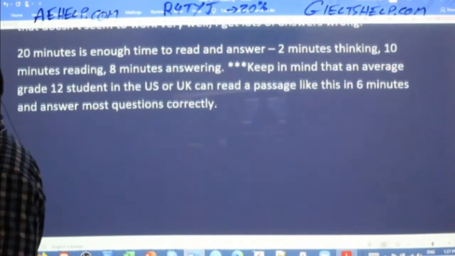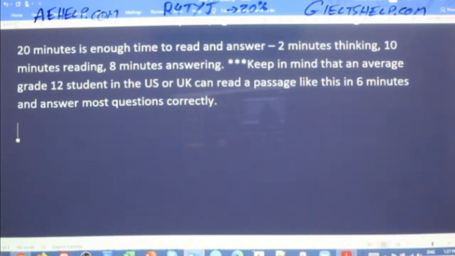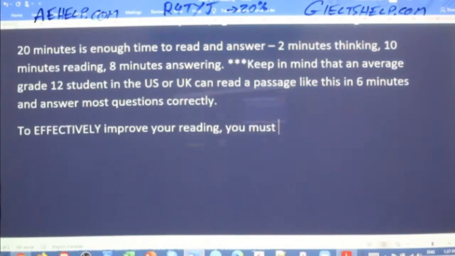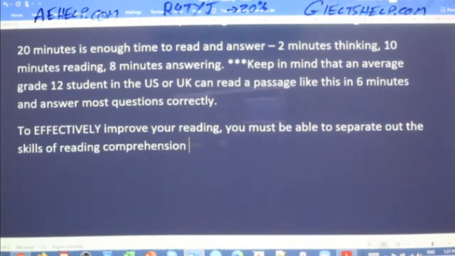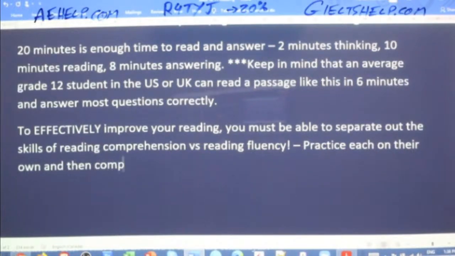So here's another piece of advice. To effectively, and the key here is the word effectively, improve your reading, you must be able to separate out the skills of reading comprehension versus reading fluency. Okay? Practice each on their own and then combine them.